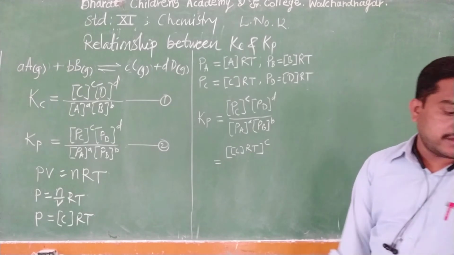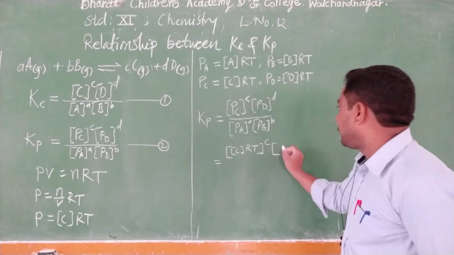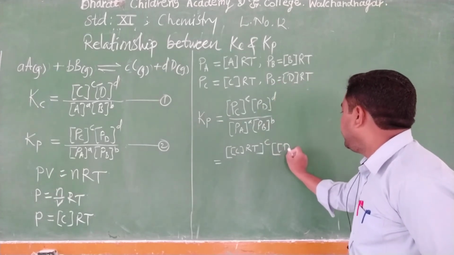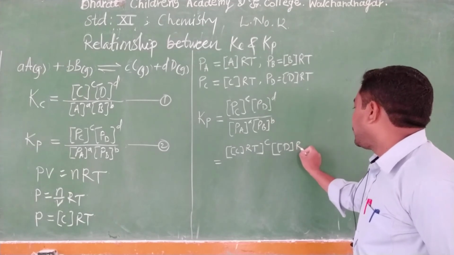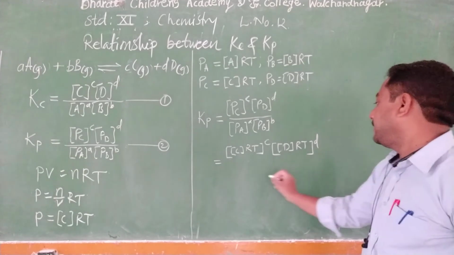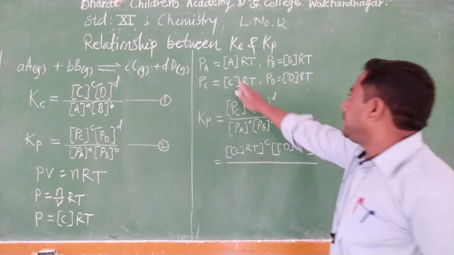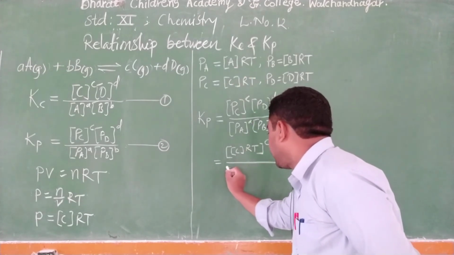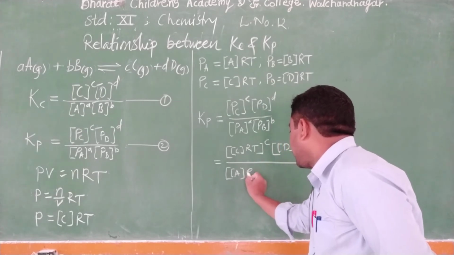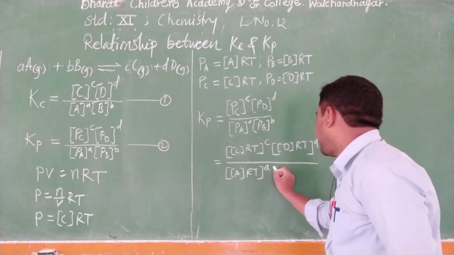Similarly, what will we get in case of PD? PD will be concentration of D, RT, and that will be raised to small d again. Then let us put the value of PA. PA is concentration of A, RT, and that whole is raised to a, as the coefficient is a.